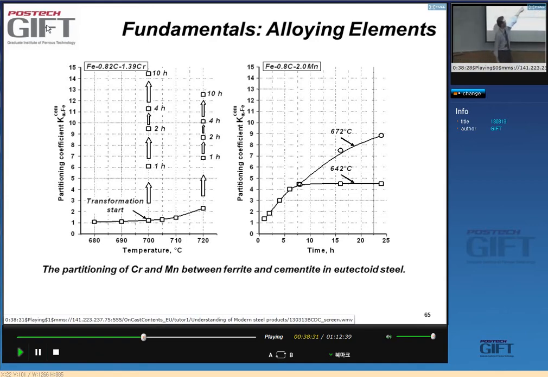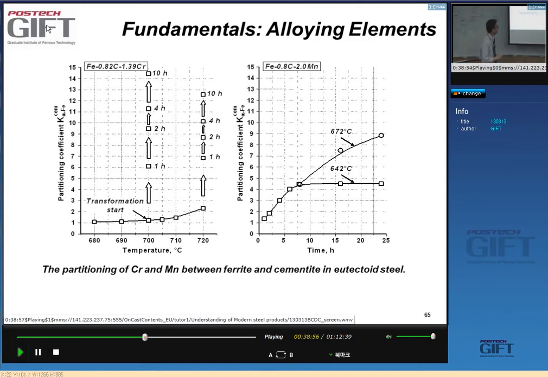And if I wait long enough, yes? So if I, at 700, wait for 1 hour, the chrome content increases fivefold. I wait 10 hours, 15-fold, right? So there is a very strong tendency for chrome to partition to the carbide. And you can see it here, again, as a function of time.